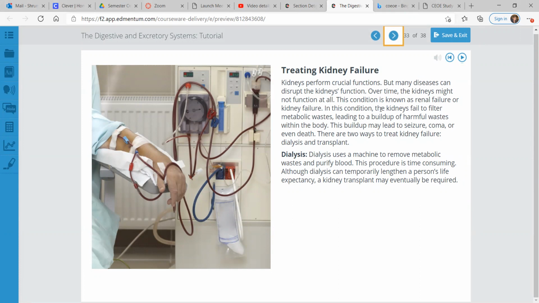And there are two ways to treat this kidney failure: dialysis and a transplant. Dialysis uses a machine to remove metabolic waste and purify blood. This procedure is time consuming. Although dialysis can temporarily lengthen a person's life expectancy, a kidney transplant may eventually be required.